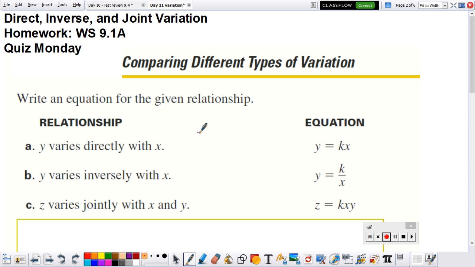All right, here we go. It says write an equation for the given relationship. Y varies directly with X is going to be Y equals KX. So in our last example, that K was the 9.5, the constant amount you made. Y varies inversely with X is Y equals K divided by X. So in our last example, that constant was the 10,000 pounds the elevator could hold. K is always the constant.